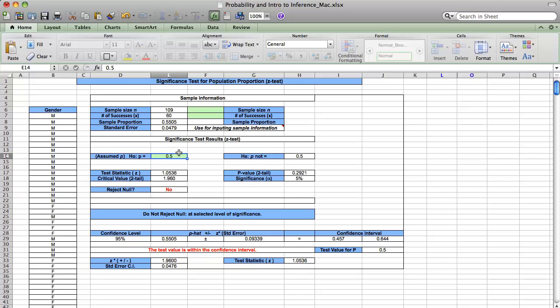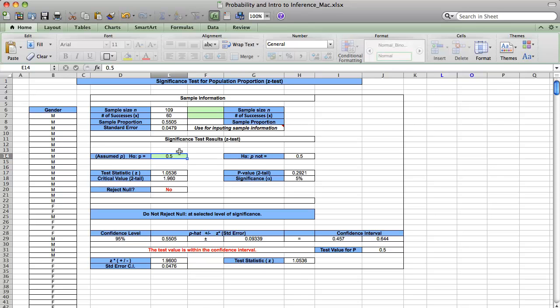In order to achieve statistical significance at the 5% alpha level, my Z-score, or test statistic, would need to be at least 1.96. Ours is not. P-hat of 0.5505 is relatively close to the assumed value of 0.5 and gives us no reason to reject the null hypothesis.